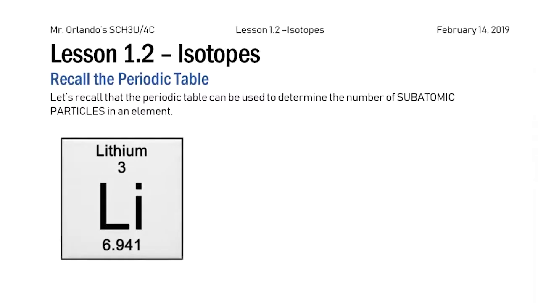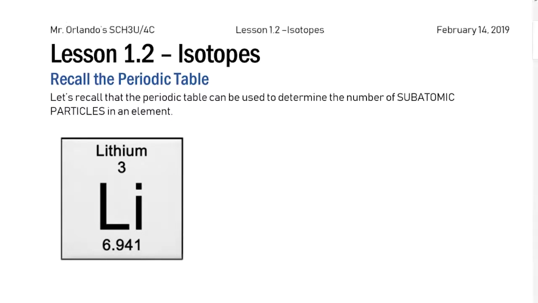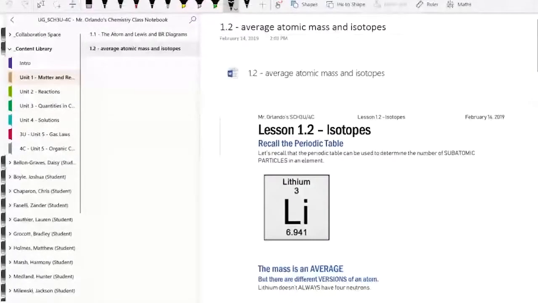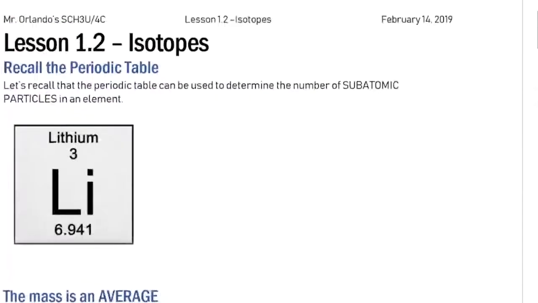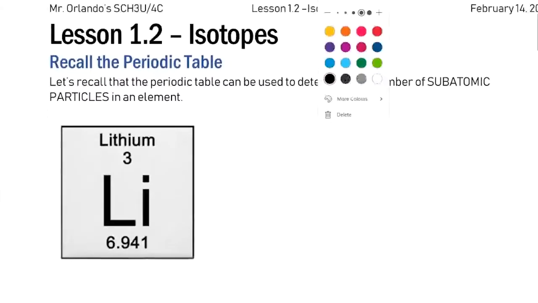by remote. So today's lesson is on isotopes. I just want us to take a few moments to remember how we can use the periodic table to get information. And actually, that's not the version of OneNote I want here. I want this version. There we go. So here we have from the periodic table lithium.